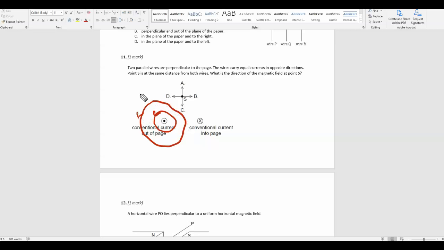going counterclockwise, because your fingers curl counterclockwise. Alright, now, if you do the same type of thing for the other wire, you put your thumb into the page. If you were to draw the same type of circles, they would be going clockwise like this. Sorry, I can't draw better clockwise circles.